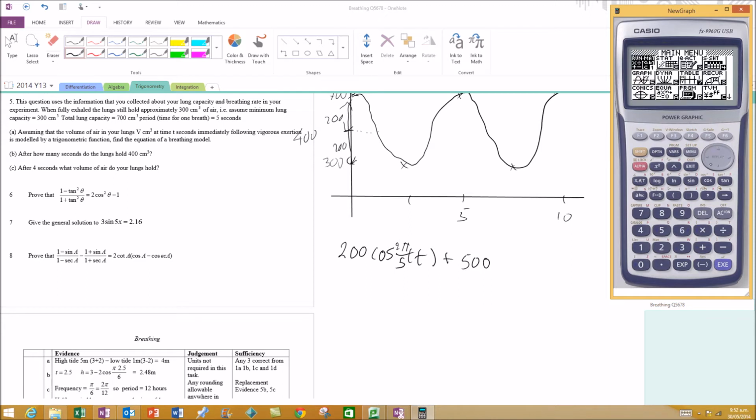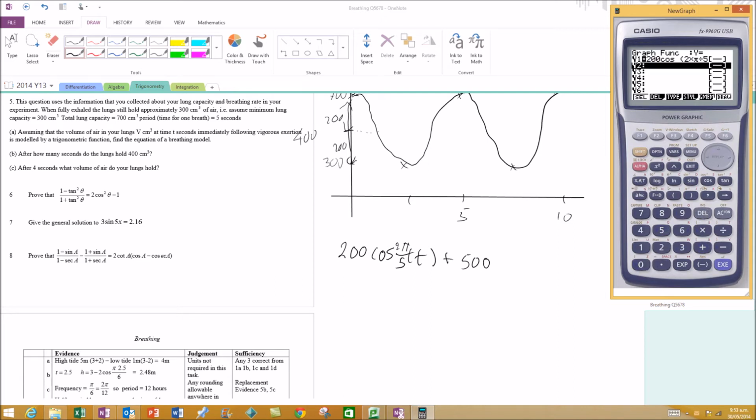Next, go into graph, and type in your formula, which is 200 cos. Let's do this one: 200 cos bracket, then 2 times pi divided by 5, times x. Because this is Bedmas, it should do it from left to right, so I shouldn't have to put any extra brackets in there. Then just plus 500.